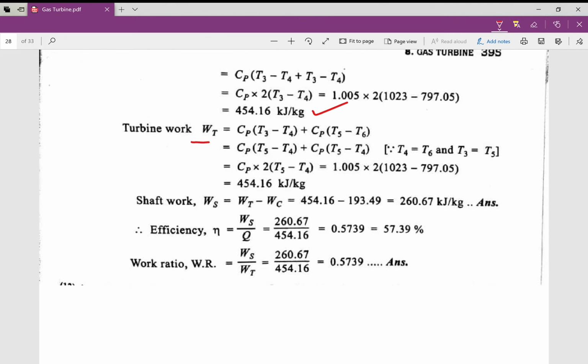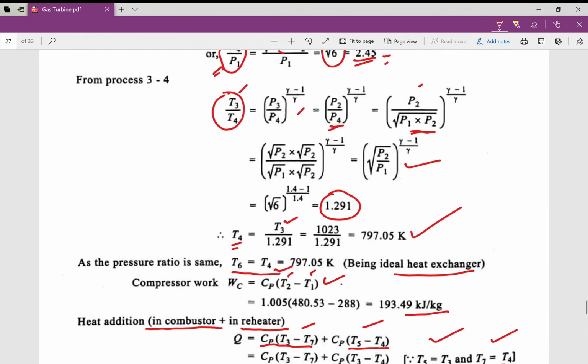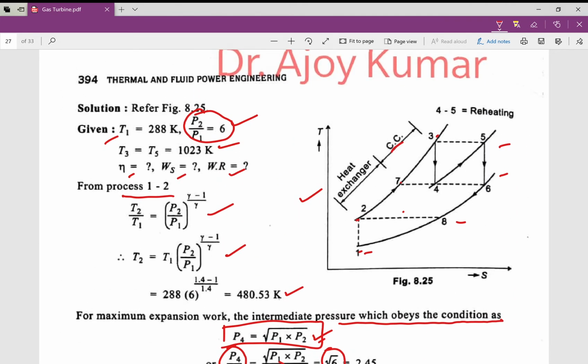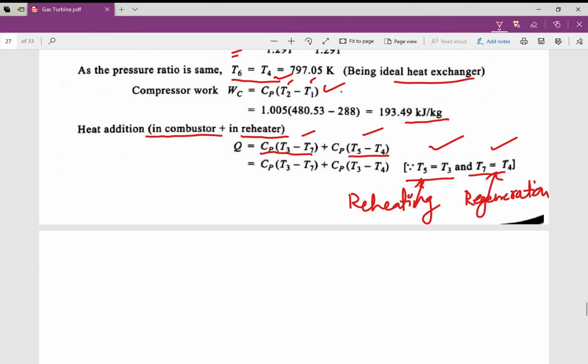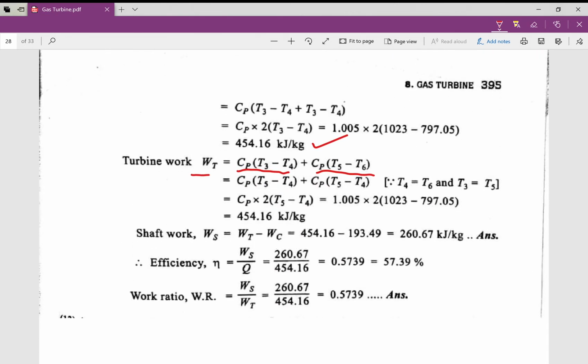Now, as output turbine work, there are two turbines, so we should calculate separately for both: T3, T4 and T5, T6. There are two turbines in which expansion takes place. Here this is turbine 1, this is your turbine 2. So first T3 minus T4 and then T5 minus T6. Those values are written over here. See, this is already mentioned on the TS diagram.